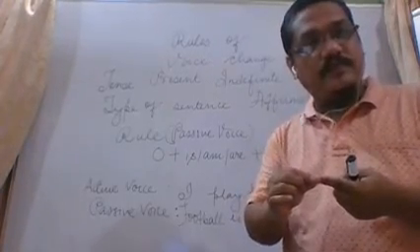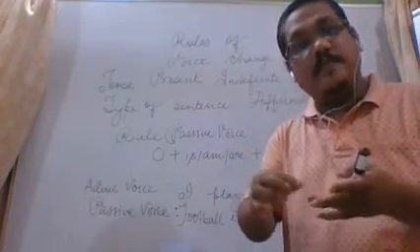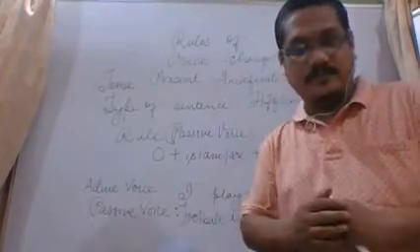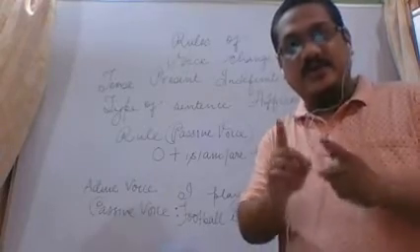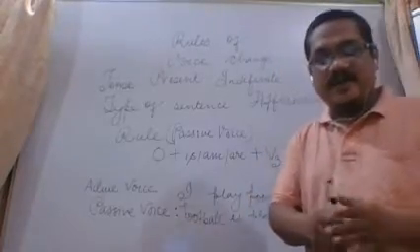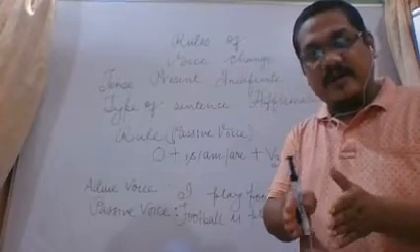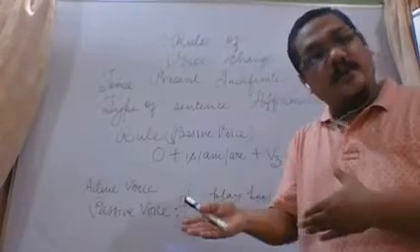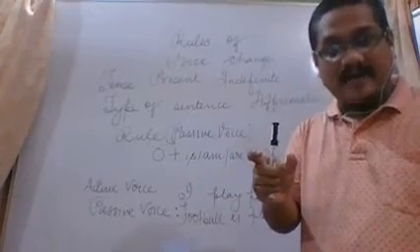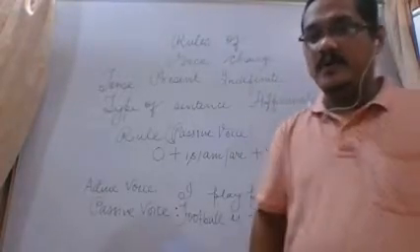First form present, second form past, third form past participle. Go, went, gone. Take, took, taken. Okay, like this we have take is the first form, took is the second form, that is past, and past participle taken, right? So we must have the third form of the verb in passive voice. That you must remember. Fine.